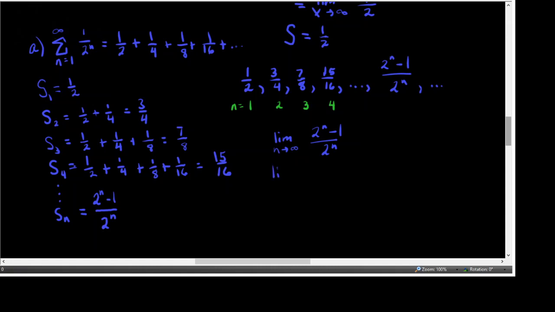So again, that becomes infinity over infinity. So the limit as n approaches infinity, what am I saying? I'm writing the same thing again. As x approaches infinity, of 2 to the x minus 1 over 2 to the x. It's infinity over infinity, so we can use L'Hopital's rule. And the derivative of 2 to the x minus 1 is 2 to the x times the natural log of 2.